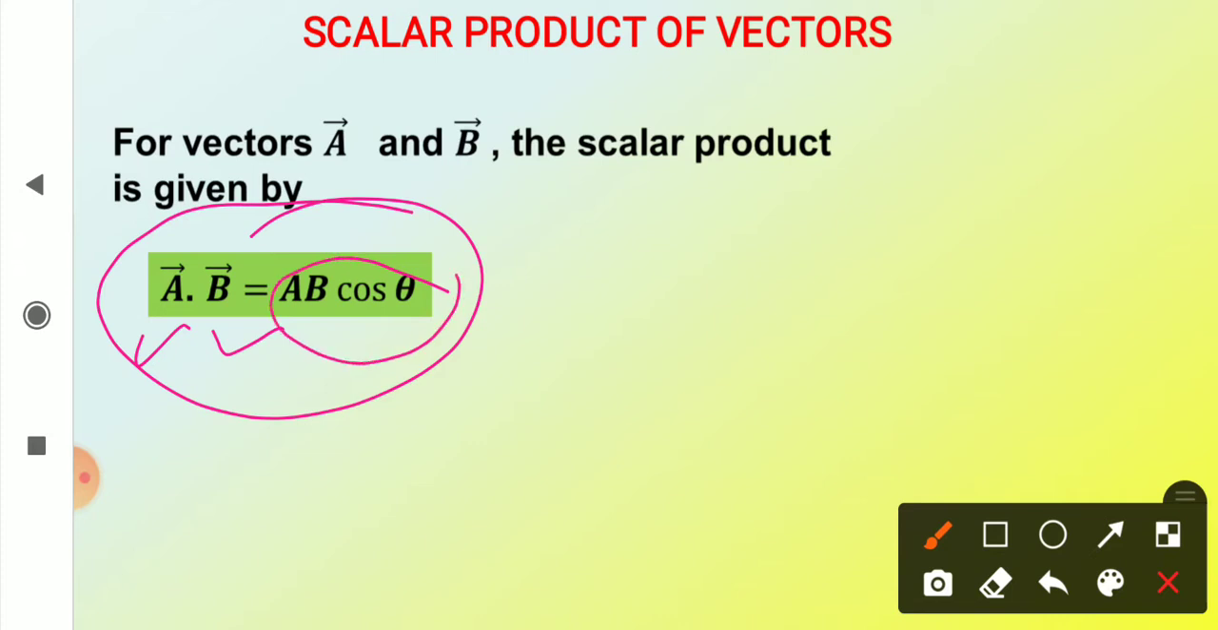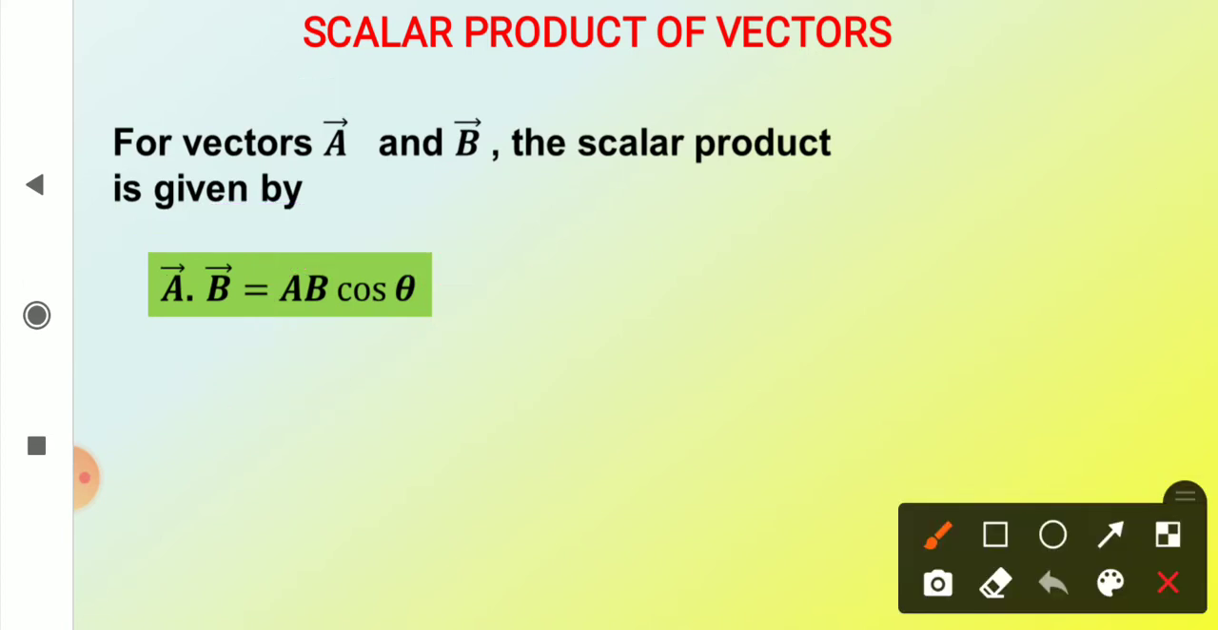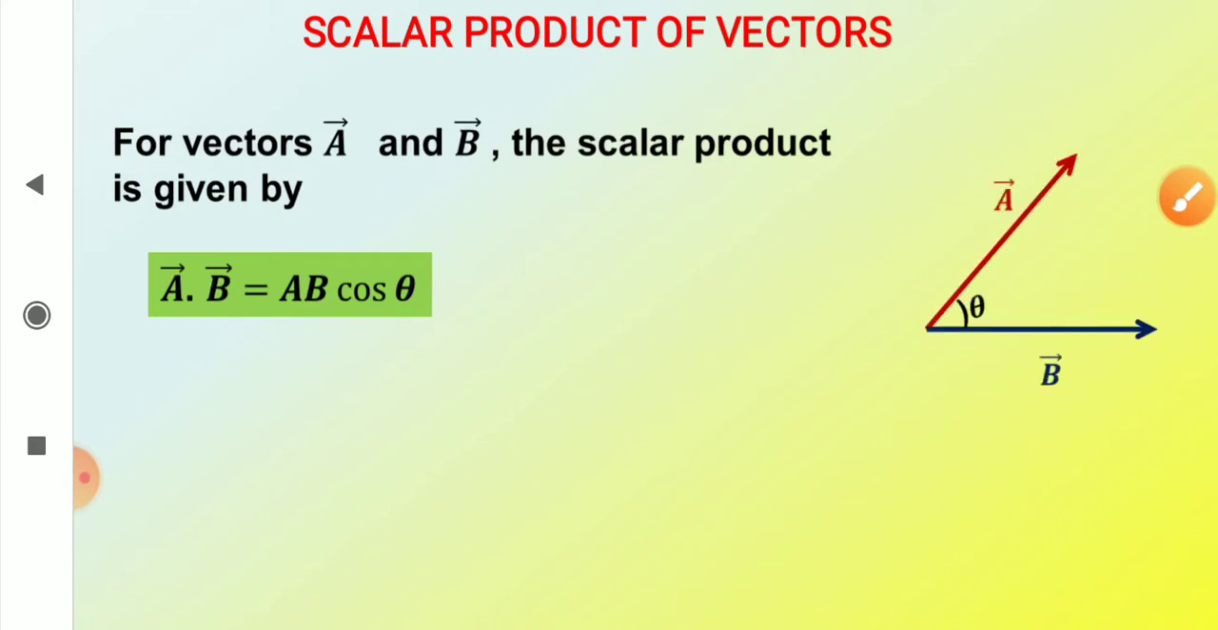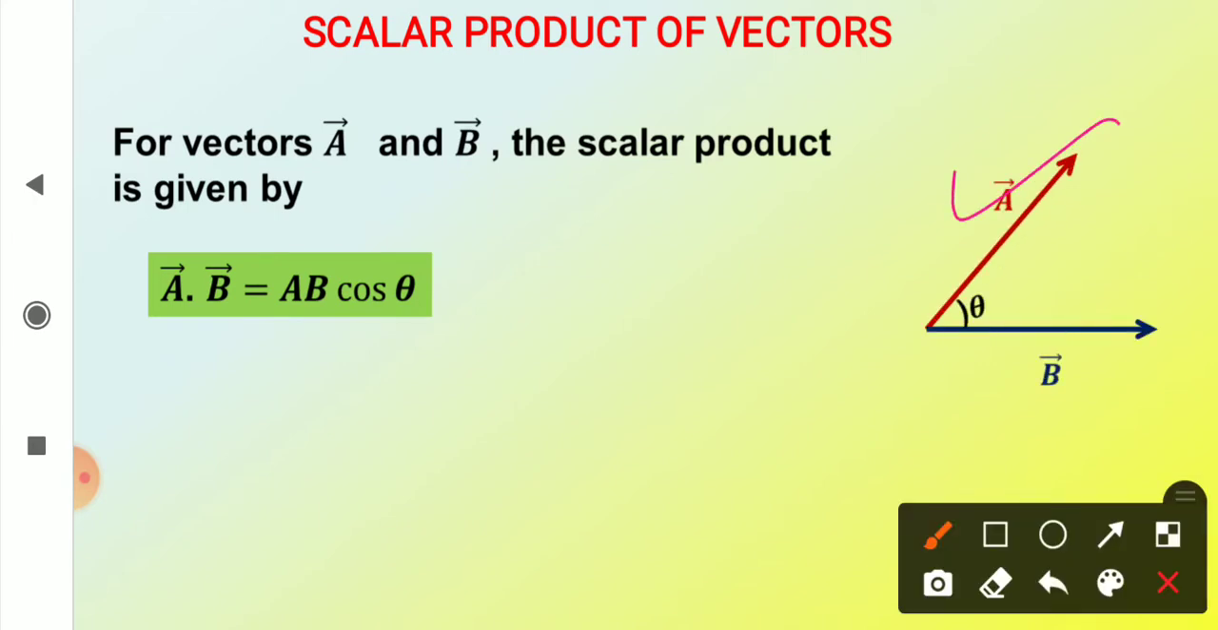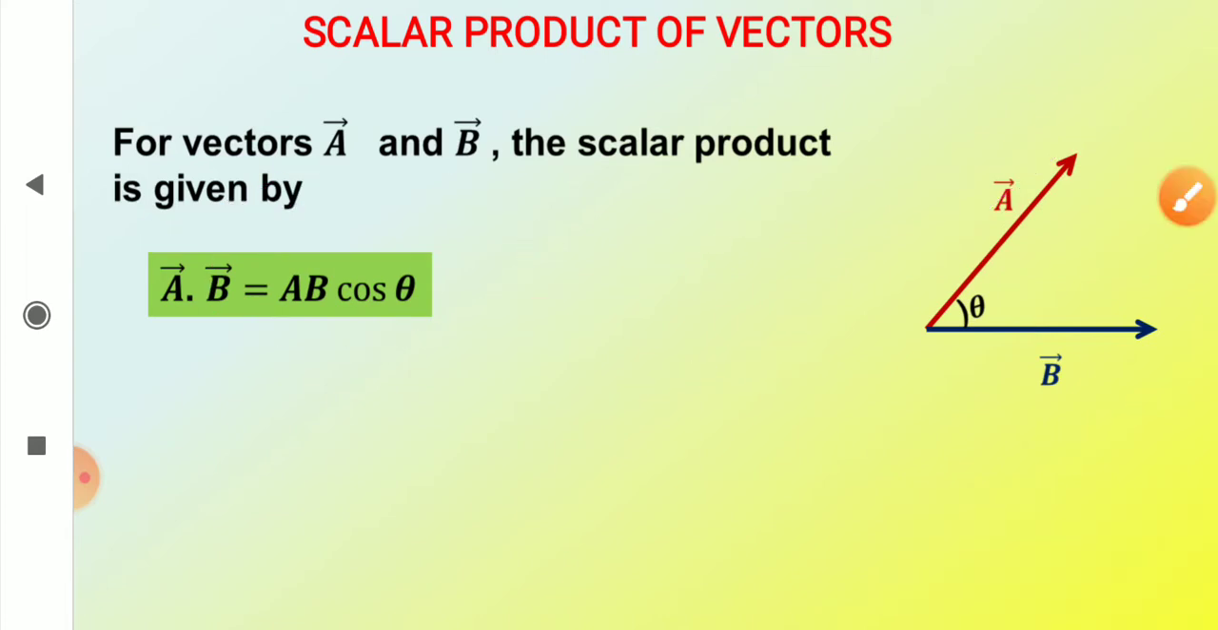to AB cos theta. Now see, A and B are vectors, but the product is a scalar quantity, so it is called scalar product. Another thing here is, this AB are magnitudes of vector A and vector B, and theta is the angle between the vectors. As you can see in this diagram, we have two vectors A and B, the angle between them is theta, and their scalar product is given by this relation.